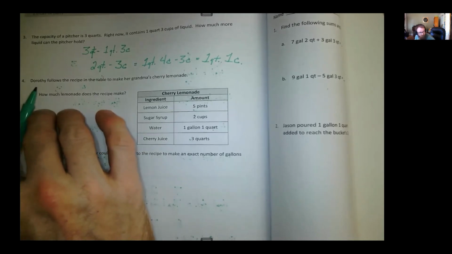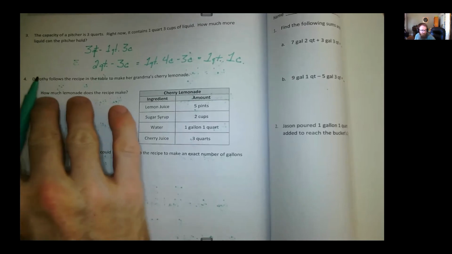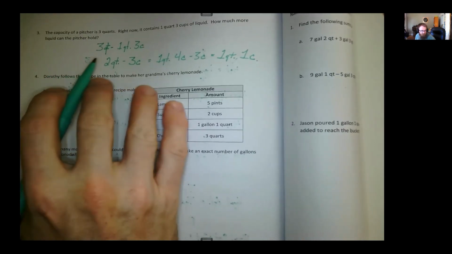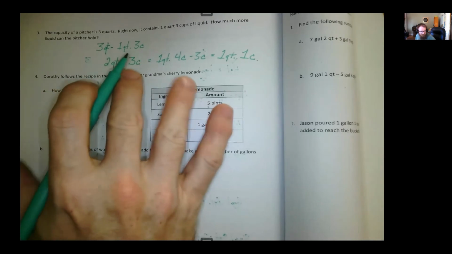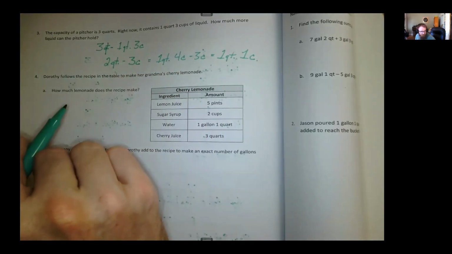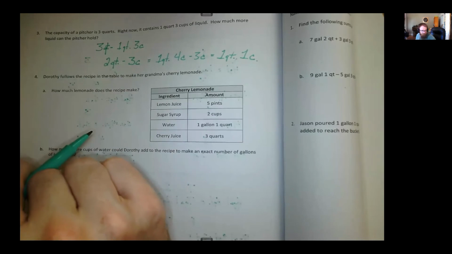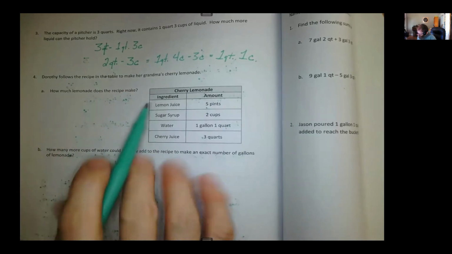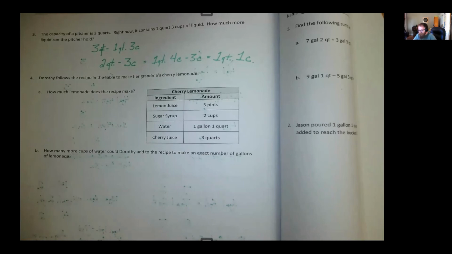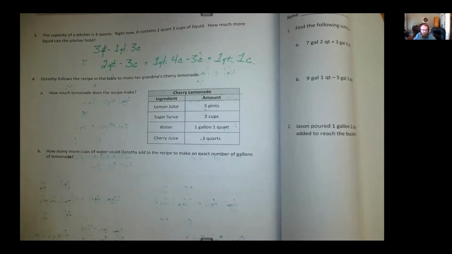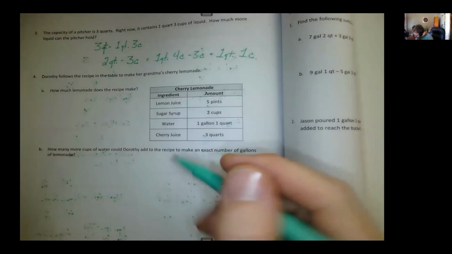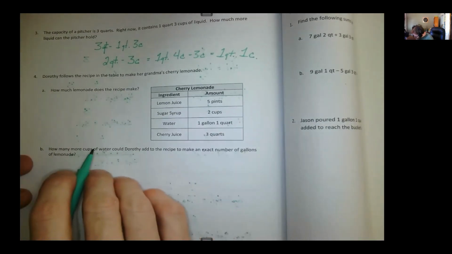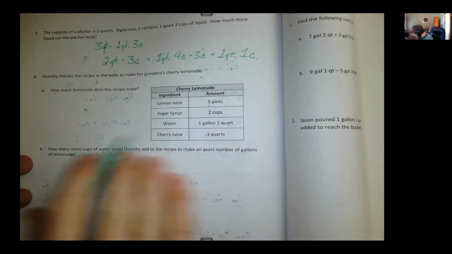Number 4. Dorothy follows the recipe in the table to make her grandma's cherry lemonade. How much lemonade does the recipe make? Well, all the ingredients are listed separately, and their amounts are listed separately. If we add them all together, we'll know how much liquid is in the lemonade. So we have to add these different measurements together: pints, cups, quarts, and gallons.